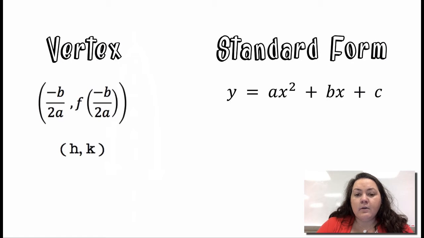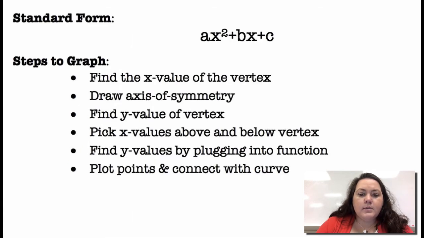In standard form, it might not have all of these pieces, but standard form is y equals ax squared plus bx plus c. If there is no x term, then there's no b, or b is 0. And if there's no constant, then there's no c term. So standard form again is ax squared plus bx plus c.